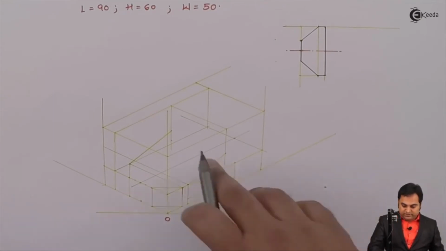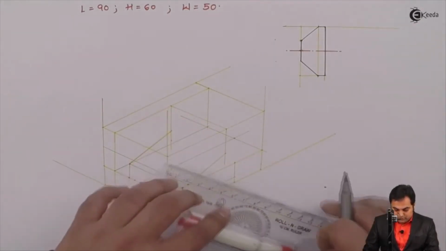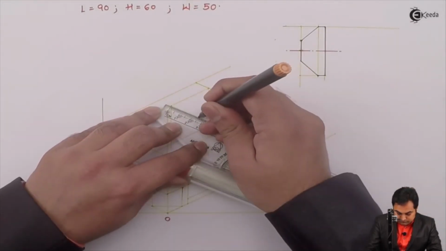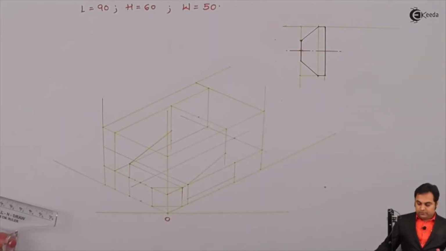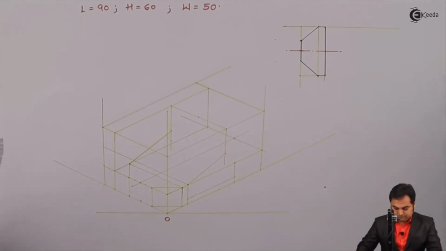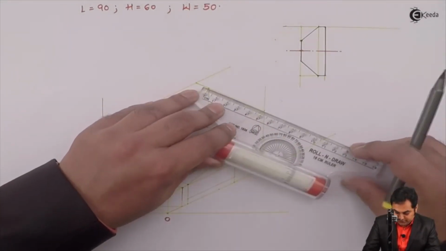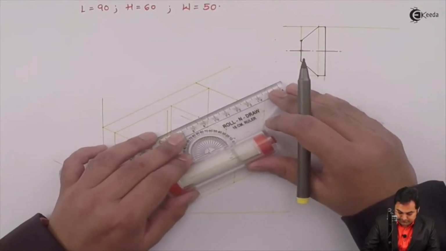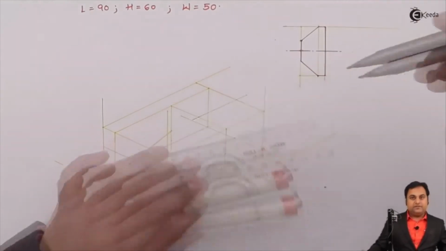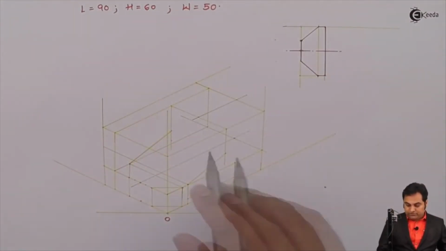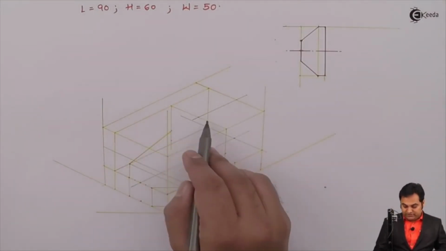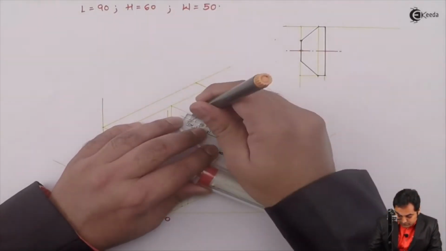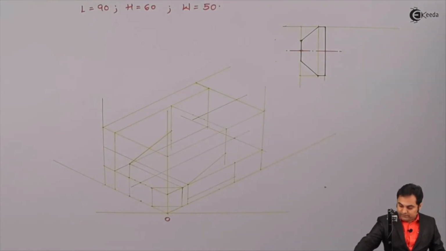Then similarly at the top, here also I will take the center, and after that here also I am taking this midpoint, joining them. Here I am getting this center point. Now from this also I'll measure 5 mm on both the sides in order to get the rib, joining with the help of light line.